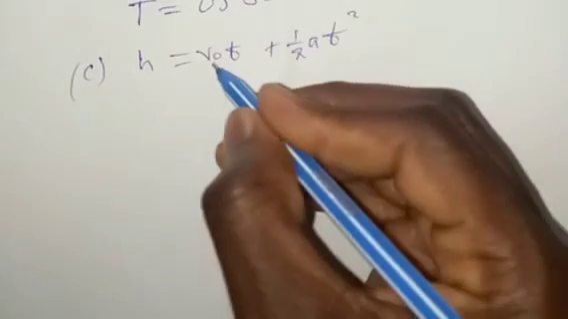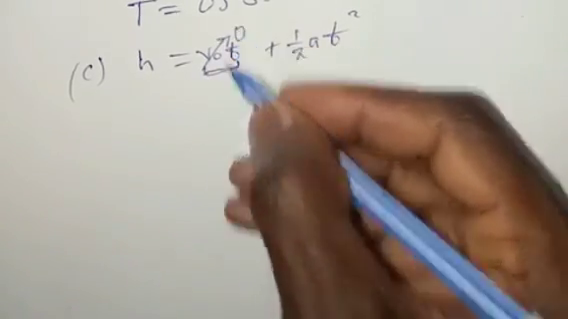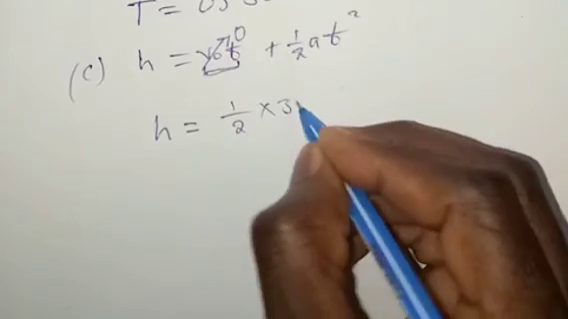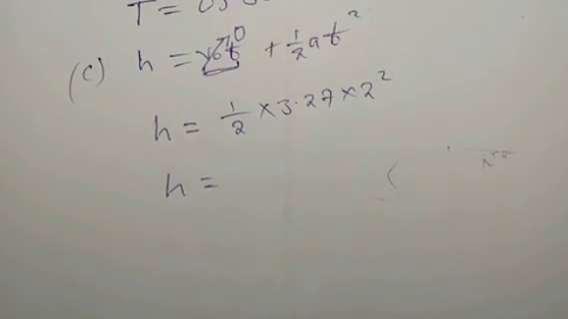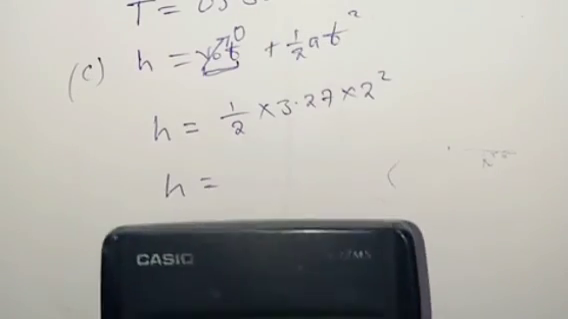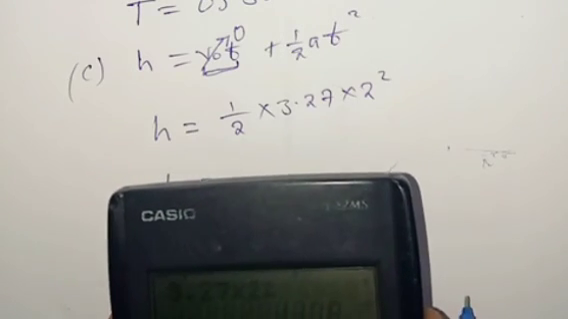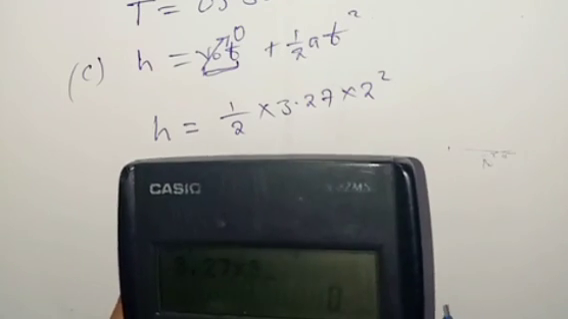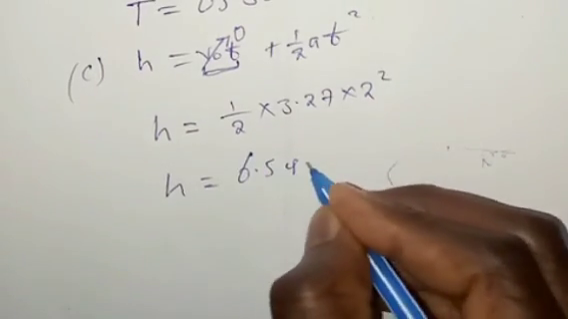Yeah, how far. So since they were initially at rest, this is going to give us 0 due to the fact that the initial velocity is going to be equal to 0. Meaning that the height, or rather the distance they're going to move, has to be like this. You say 1 over 2 multiplied by 3.27 multiplied by 2 square. h will be equal to, the calculator is there, just come here and say 3.27 multiplied by 2 square. You're getting that, you divide this by 2. We're getting 6.54 meters. As simple as that.